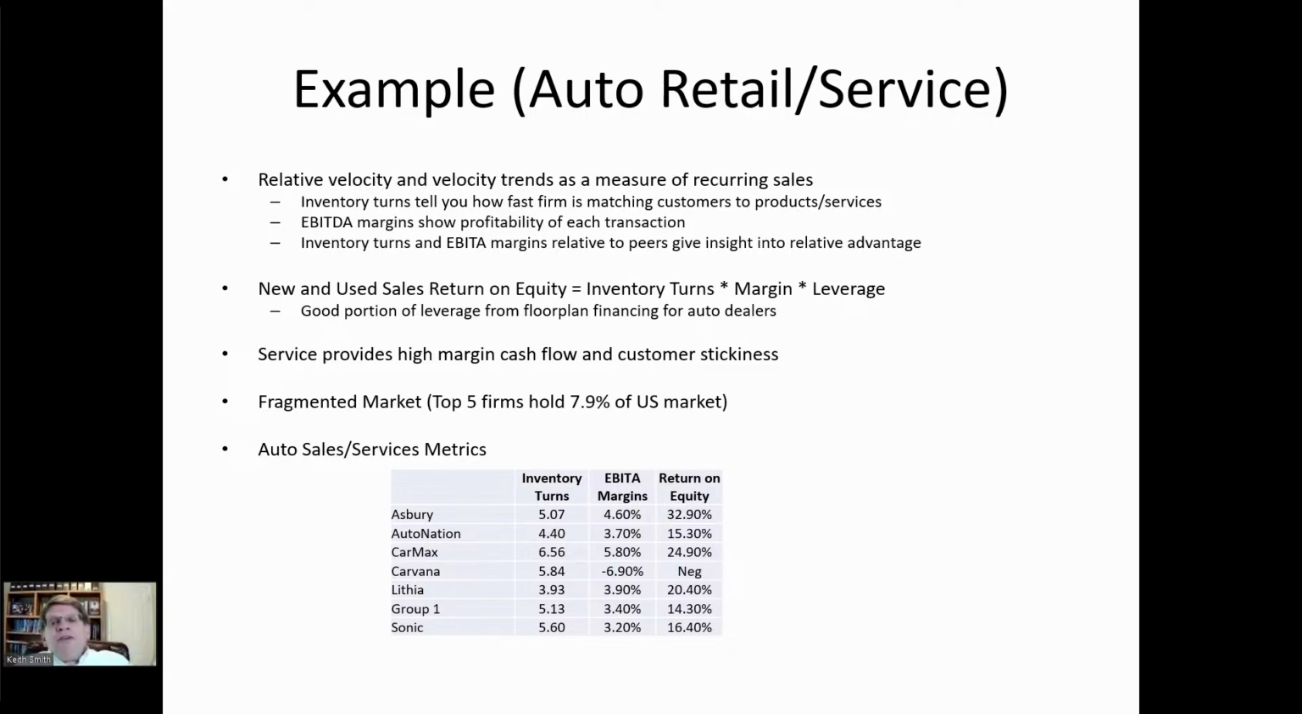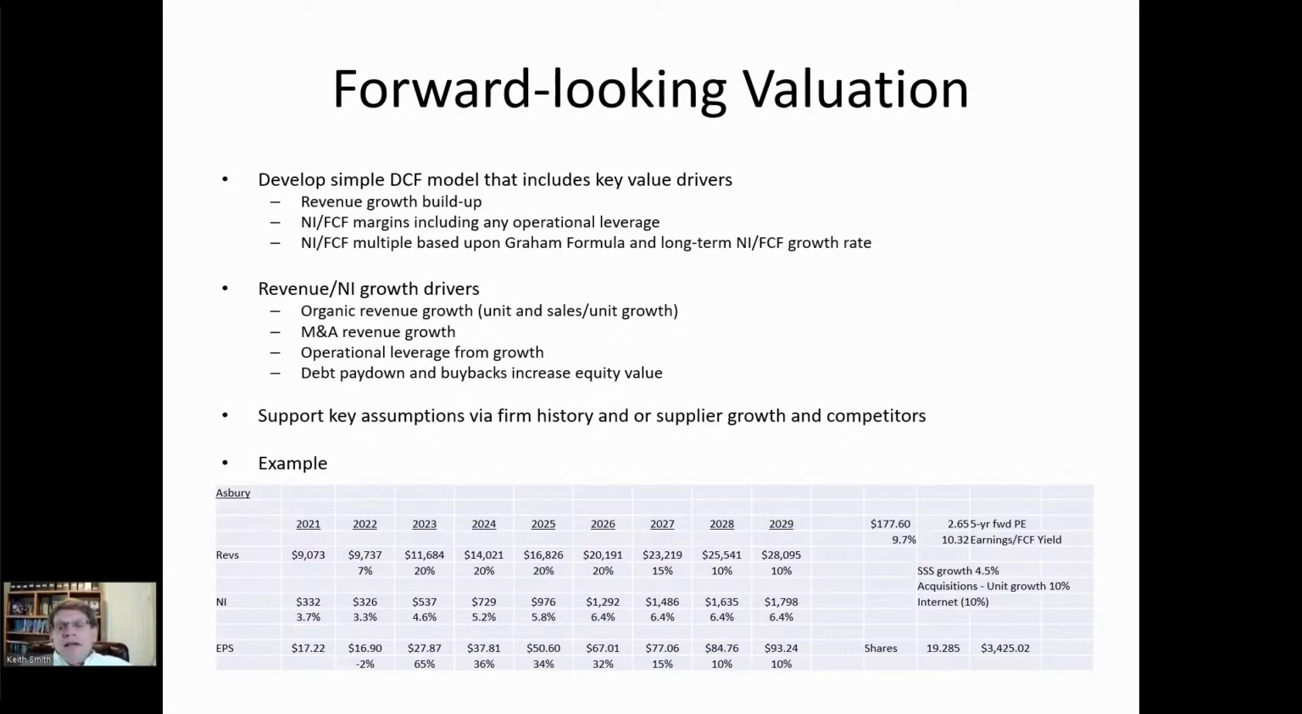So the other thing that we've done in terms of an evolution of process is doing a forward-looking valuation. What we're really doing here is trying to come up with a real simple DCF, do a revenue growth build up. So we'll just take a look. Okay, what are the key drivers behind revenue? Try to find out what they are historically, what makes sense going forward. Taking a look at what are the key margins.